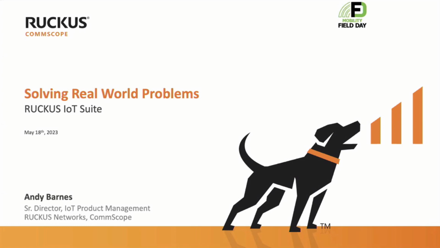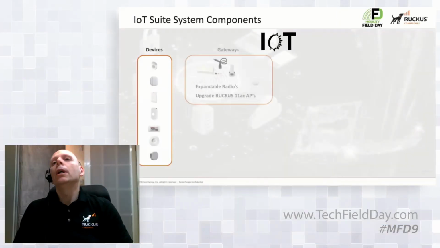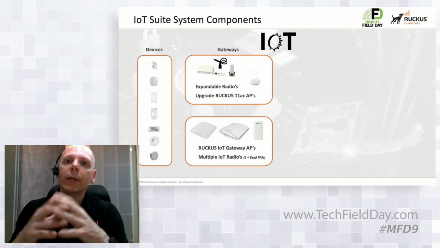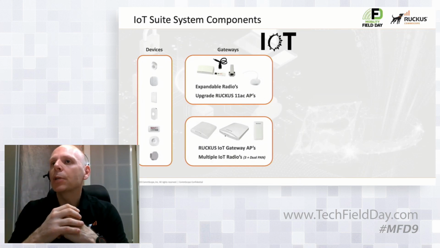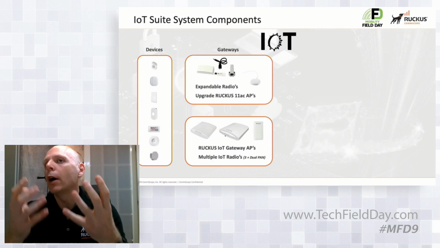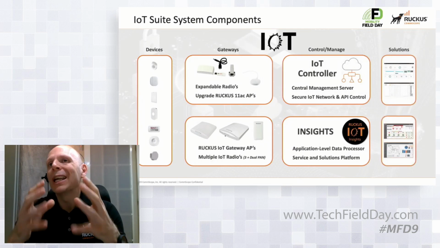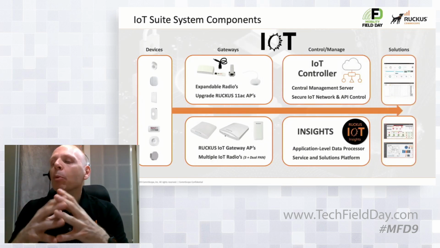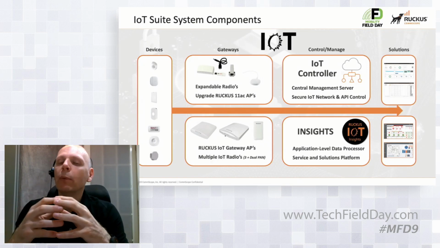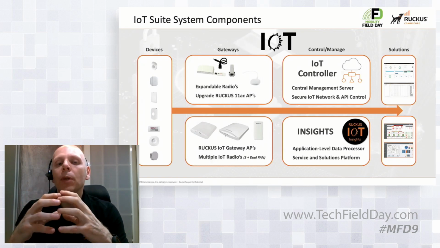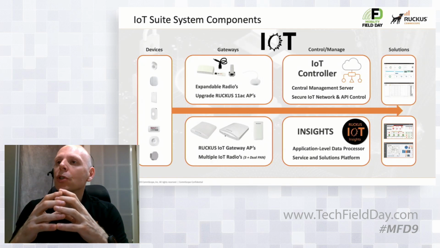So what I'm going to do now is give you an insight into where we're going and focus a little on what we're trying to build within our IoT platform. If you recall, within our IoT suite, we bring devices through our IoT access points, via external radios or the radios built into our APs, and connect them into our management platform. We have our IoT controller and our Insights platform, which is an application-level data processor that allows us to build applications that solve problems.